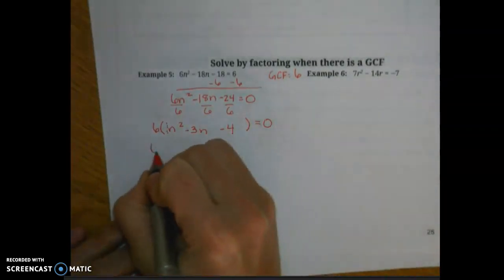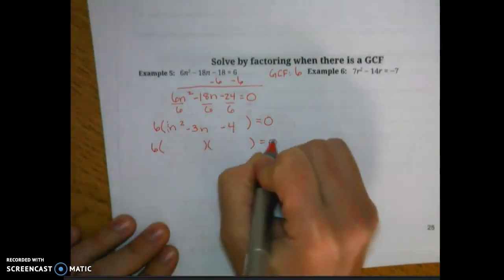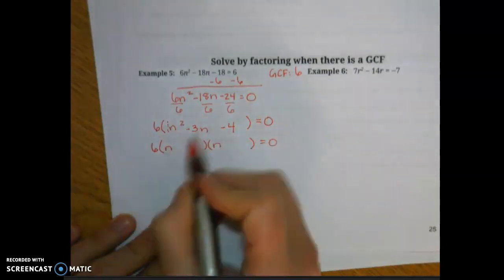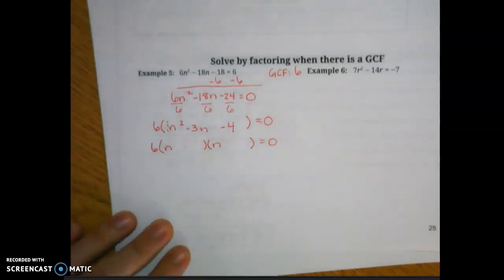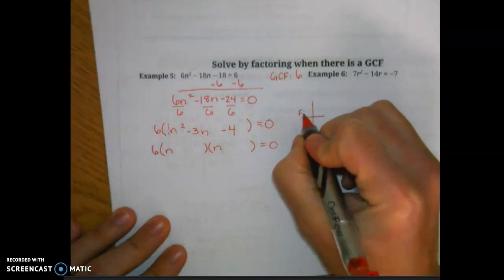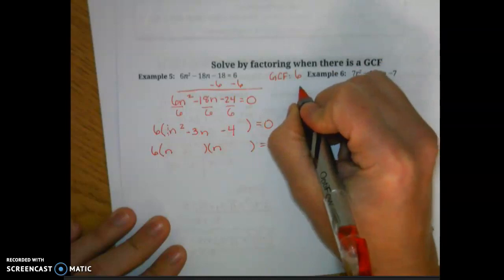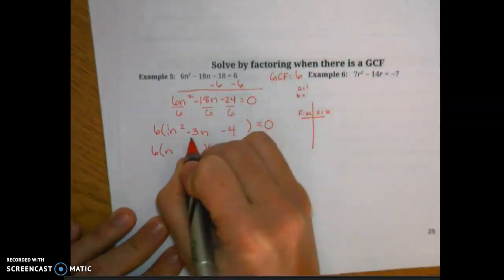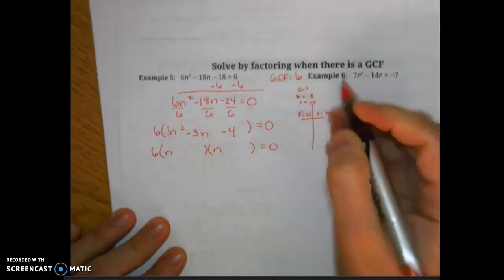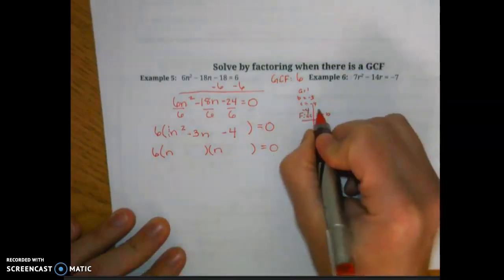So I'm going to bring down that GCF of 6, and then I'm going to go into my double bubble. Since this is an n, I know that both of the first variables are n, and then I have to figure out what numbers go here and here. So I set up my factor and sum table. So I need factors of a times c with the sum of b. So a is 1, b is negative 3, and c is negative 4. So a times c is 1 times negative 4. I want factors of negative 4 with a sum of b, so negative 3.